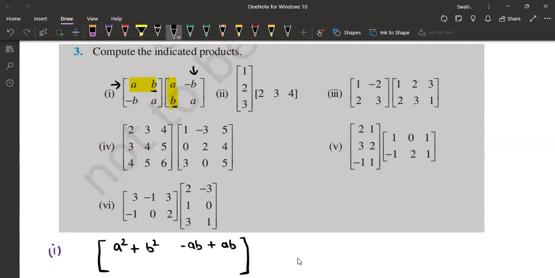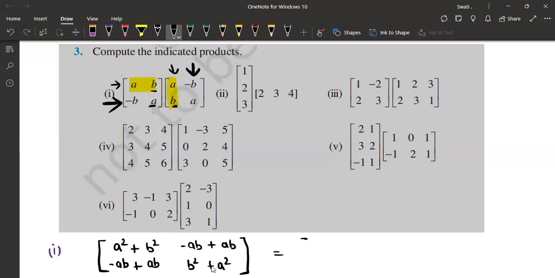Now for this entry, we have to take the second row and first column. So minus B into A, that is minus AB again, and then plus A into B, that is going to be AB. So we are done with this as well. Now for the last entry, we need to take the second row again and the second column. This is the rule to multiply matrices. If you have understood this rule, you can do any product question in matrices. All right, so minus B times minus B. Minus into minus is plus. B times B is B squared. And then A times A is A squared.